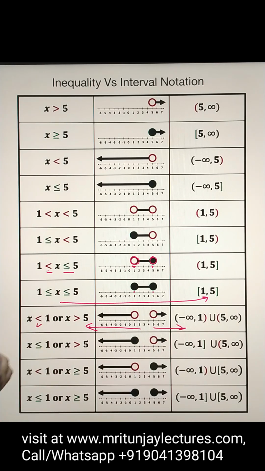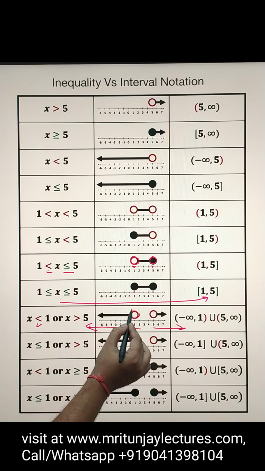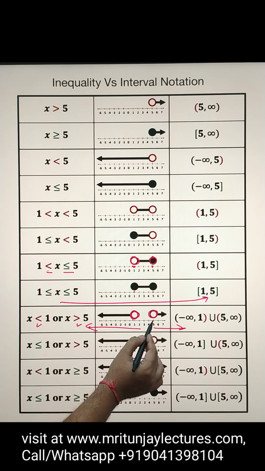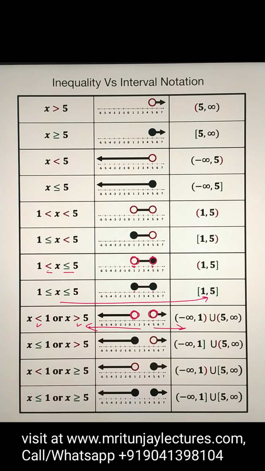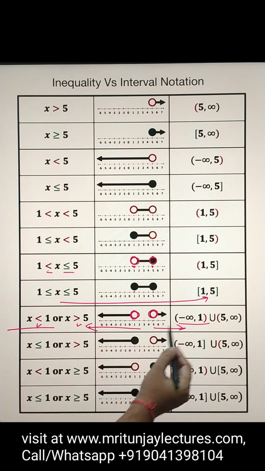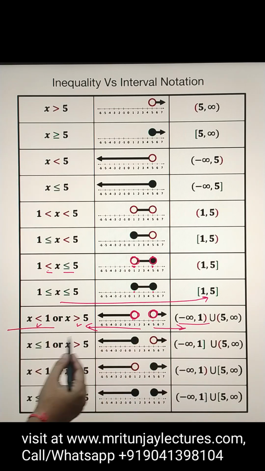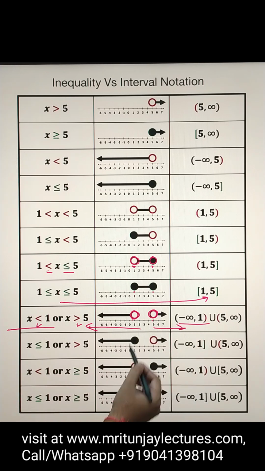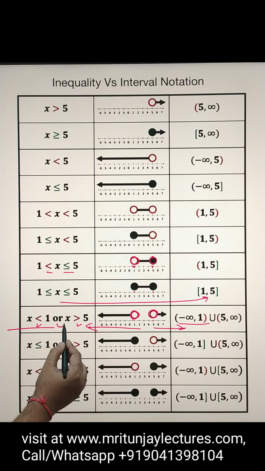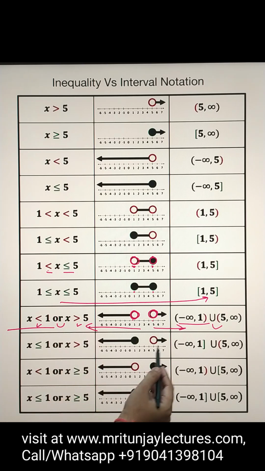And what about the signs here? Simply less than, so an open circle, and simply greater than, so also an open circle: at 1 an open circle and at 5 an open circle. Now here, minus infinity to 1, because x is less than 1, you can say the open interval from minus infinity to 1, and here "or" means union. And x greater than 5 means the open interval 5 to infinity.